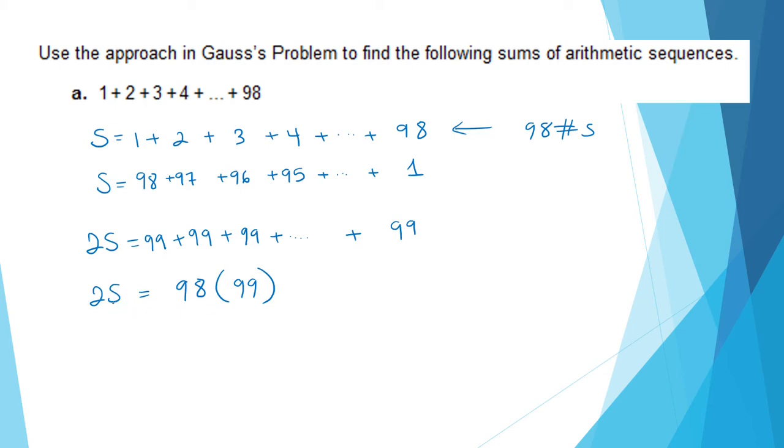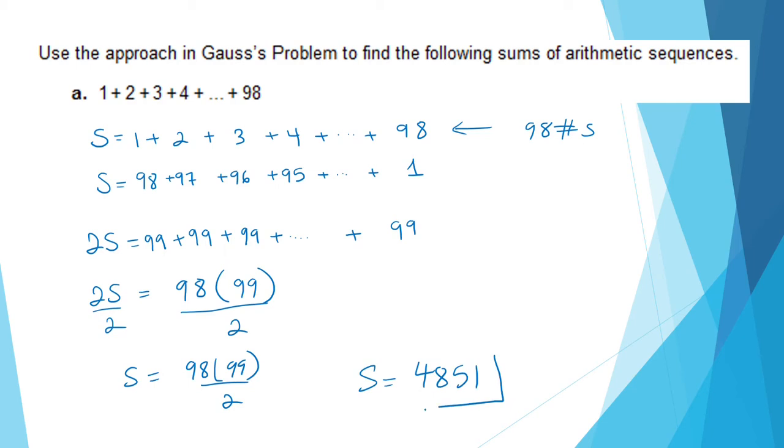So now we can solve for the sum by dividing by 2. Let's divide both sides by 2. And now we have S equals 98 times 99 divided by 2. Using our calculator, the sum is now equal to 4,851.